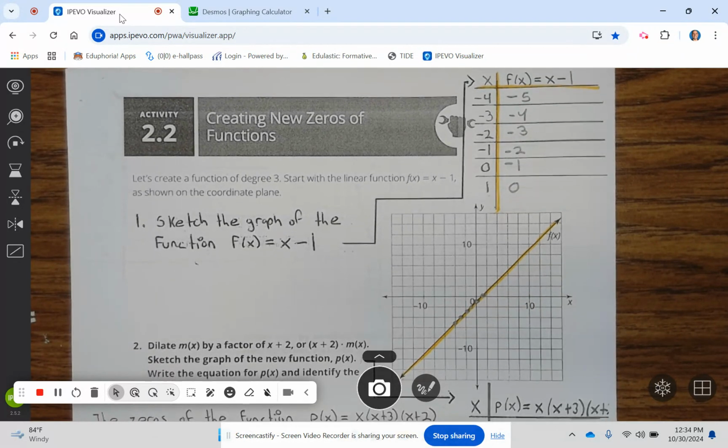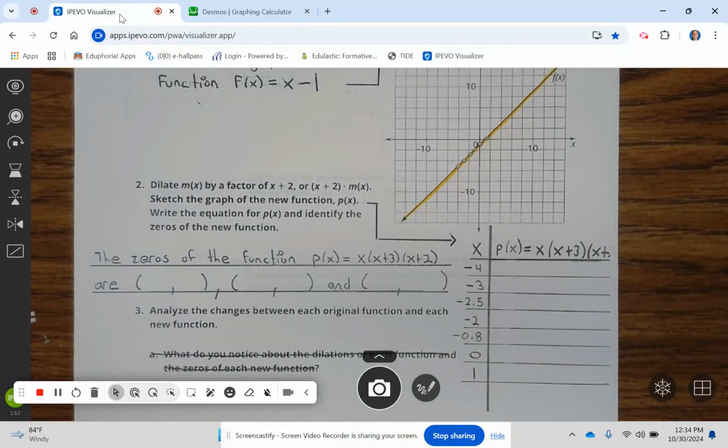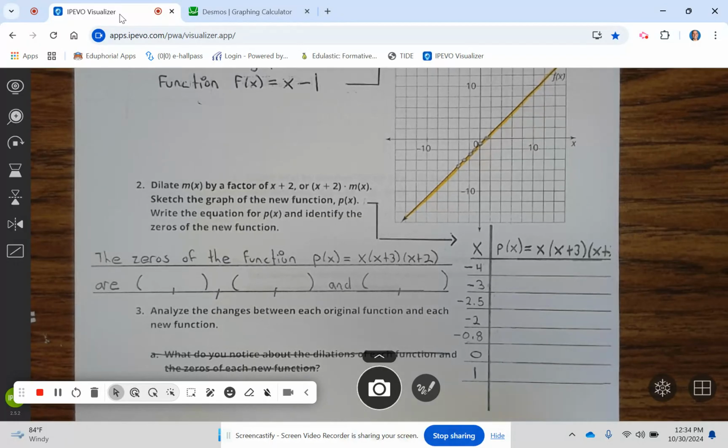All right, let's take a look at question 2. Dilate m of x by a factor of x plus 2, or x plus 2 times m of x. Sketch the graph of the new function p of x, write the equation for p of x, and identify the zeros of the new function. All right, so number 2 corresponds right here. So we've rewritten the equation, and we have a table, and we're going to use Desmos to get those points. Okay, so let's go to Desmos.